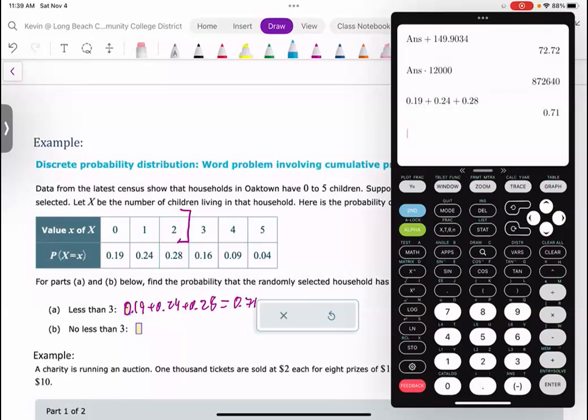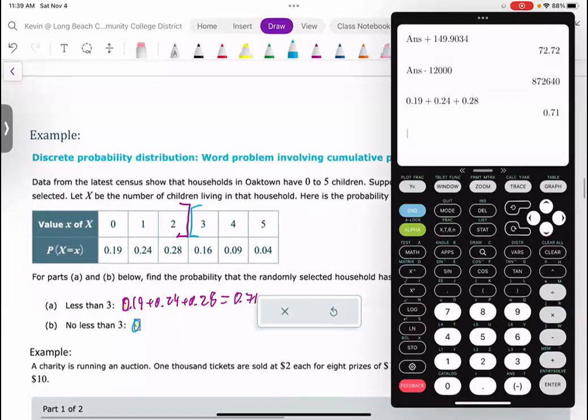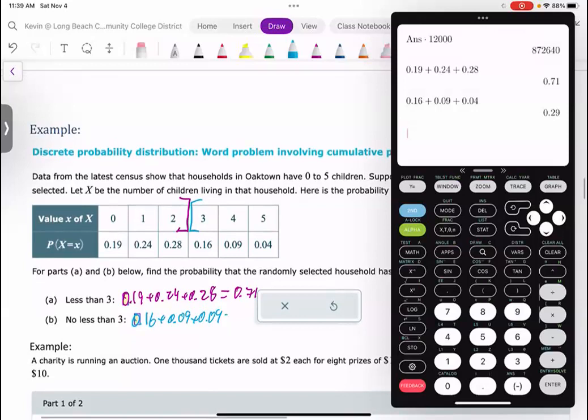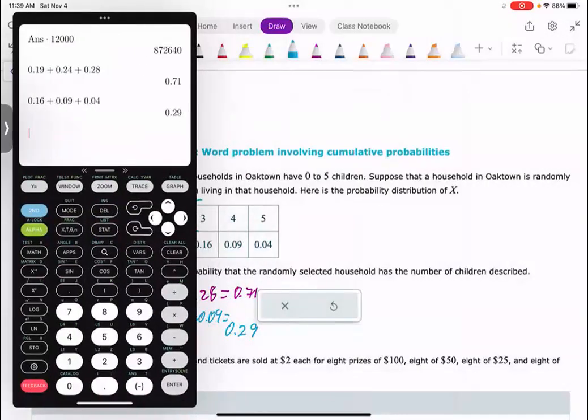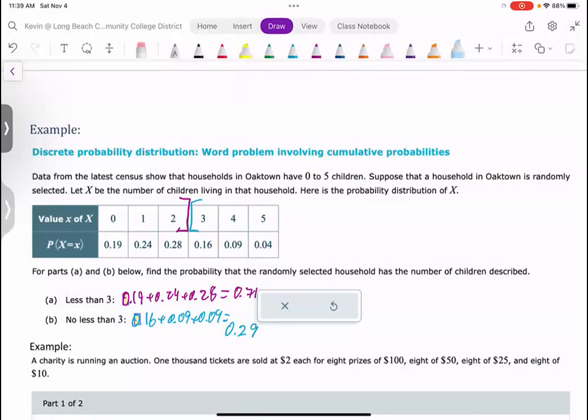Next up, we have no less than 3 children. So now we're looking exactly here. So 0.16 plus 0.09 plus 0.04. Notice that this part B is actually the complement of part A. I could have done 1 minus 0.71 and got the 0.29. But these are my 2 examples. So I'm hoping we can see this really isn't that difficult to do.